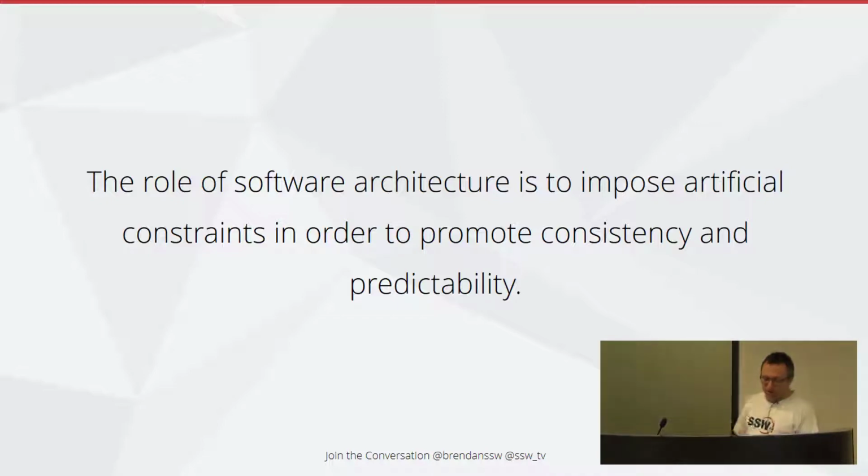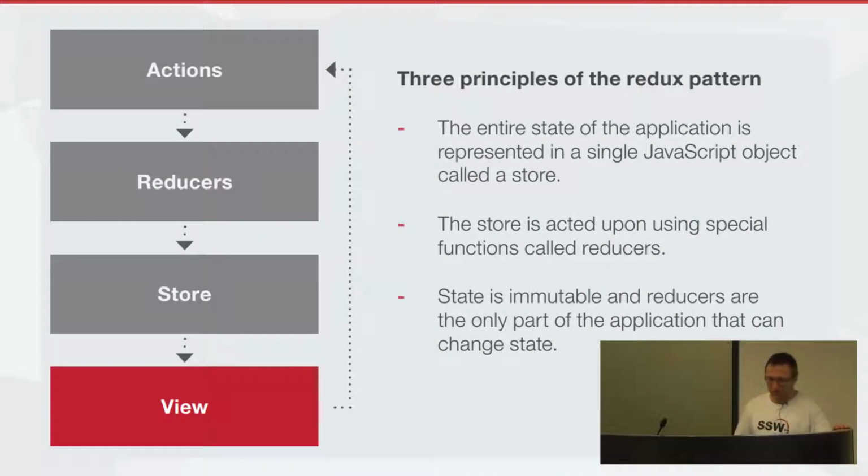So for me, the role of software architecture is to impose artificial constraints on your application in order to promote consistency and predictability. So the idea is, I could do anything, but I'm going to choose not to. I'm going to choose to work in this very predetermined manner in order to get some organization, some structure to this chaos. So that's where the Redux pattern comes in. I'd say out of all the patterns I've used, Redux is the most constraining I've ever worked with, but it also gives you some awesome features.